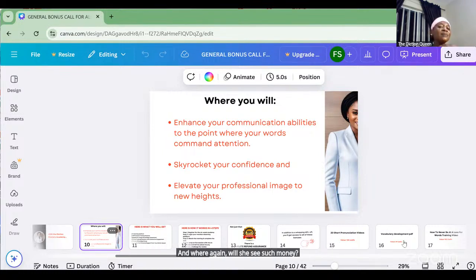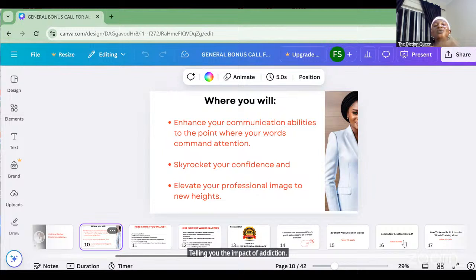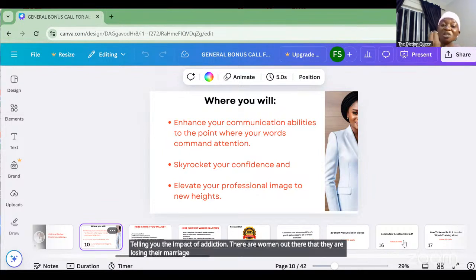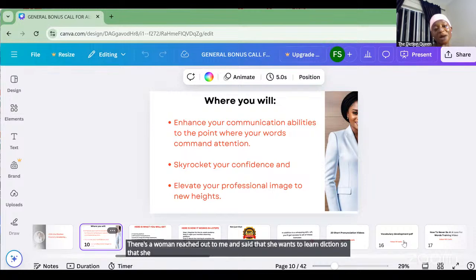So sometimes we feel like, who needs English? What do I need it for? Blah, blah, blah. Like they will say, they whine yourself. There's another pastor's wife that I'm working with. In fact, I can't start telling you the impact of diction. There are women out there who are losing their marriage all because of simple English. To some people, it might not make sense. There's a woman that reached out to me and said that she wants to learn diction so that she can collect big, big money from her toasters.